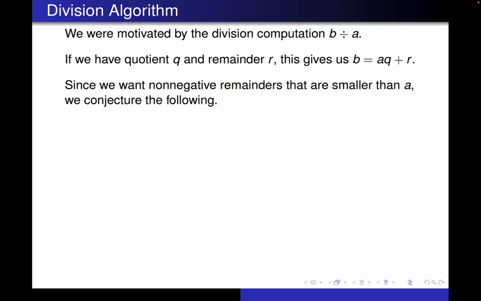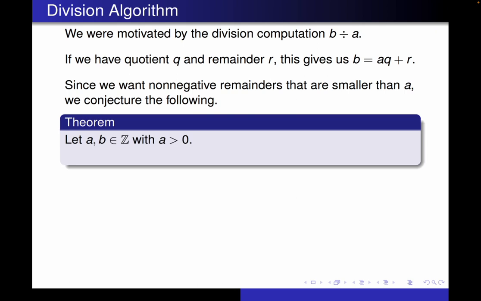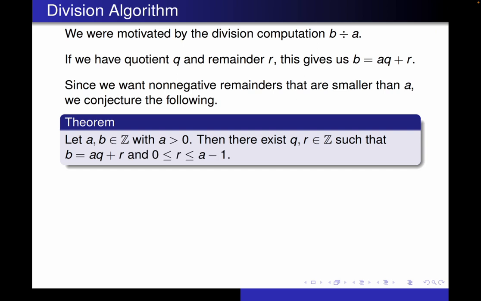So that led us to the following conjecture. Well, it's actually a theorem, we'll call it that. Let a and b be integers where a is a positive number. Then there exist integers q and r such that b is equal to aq plus r. In other words, q is a quotient, r is a remainder. And r is between 0 and a minus 1. So non-negative and smaller than a.